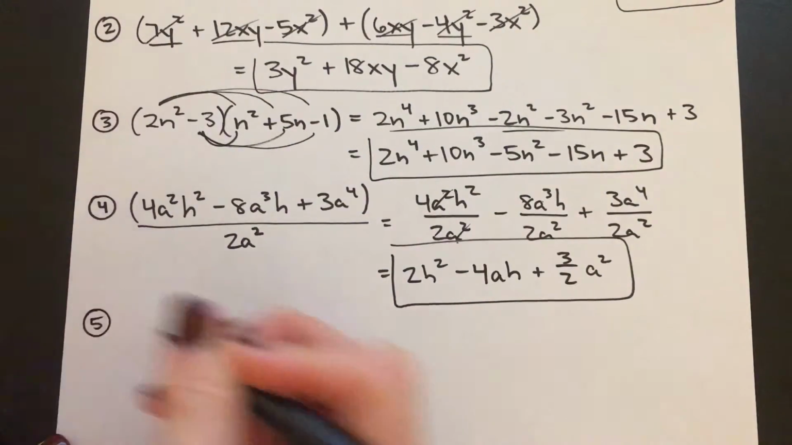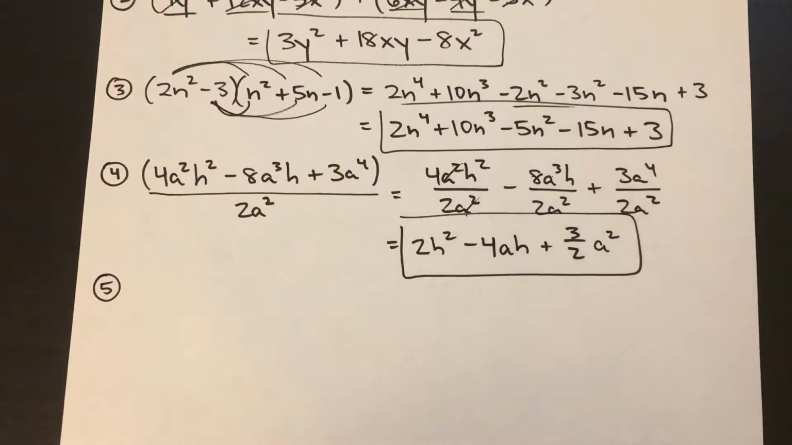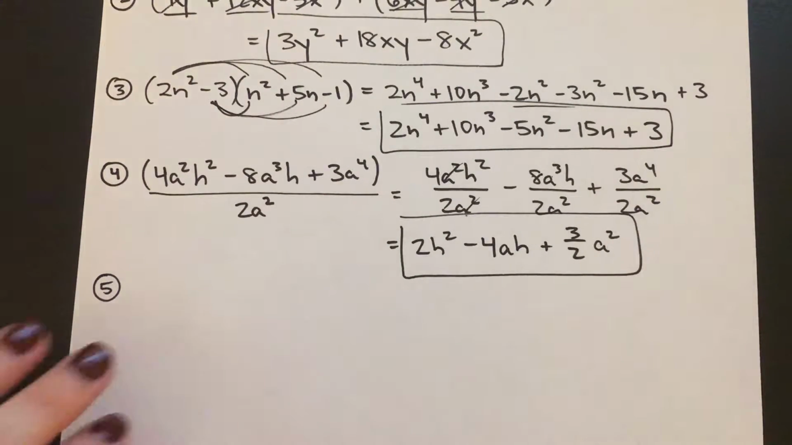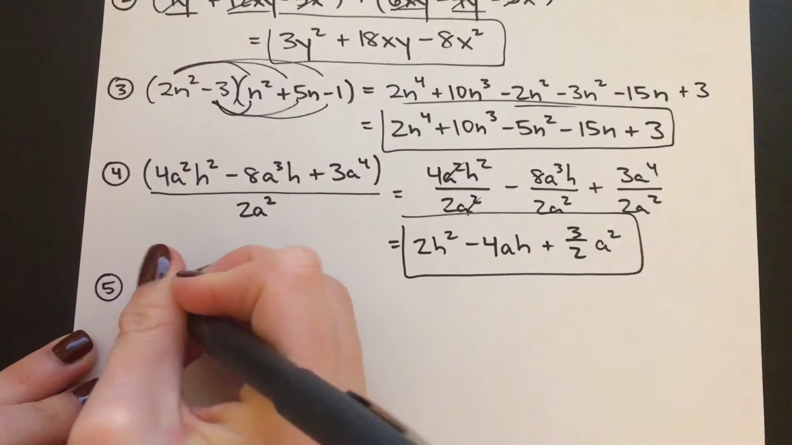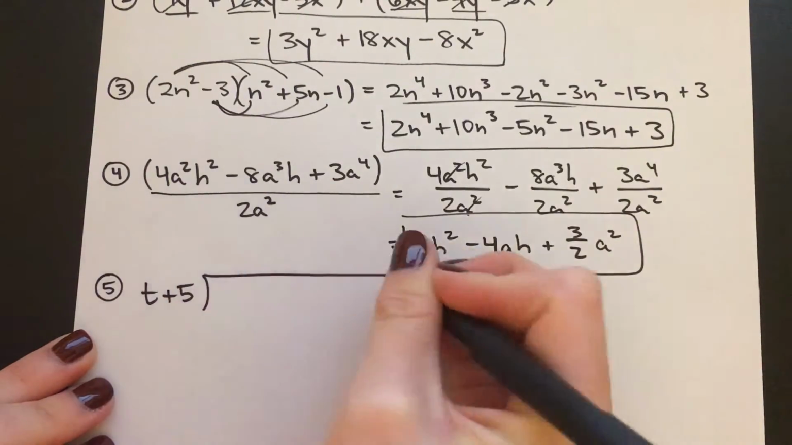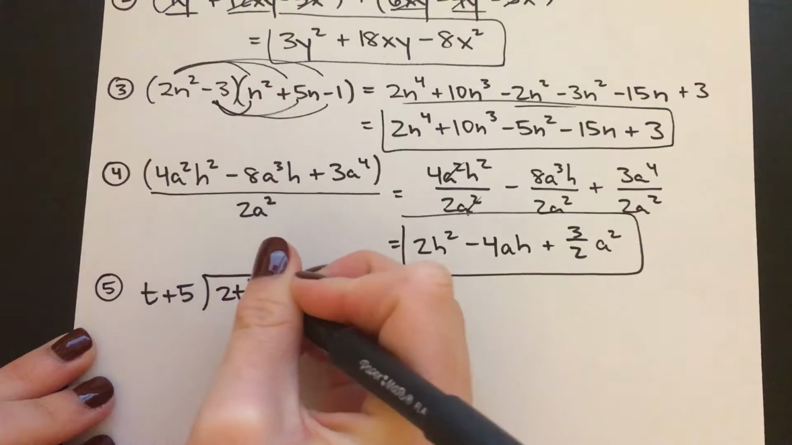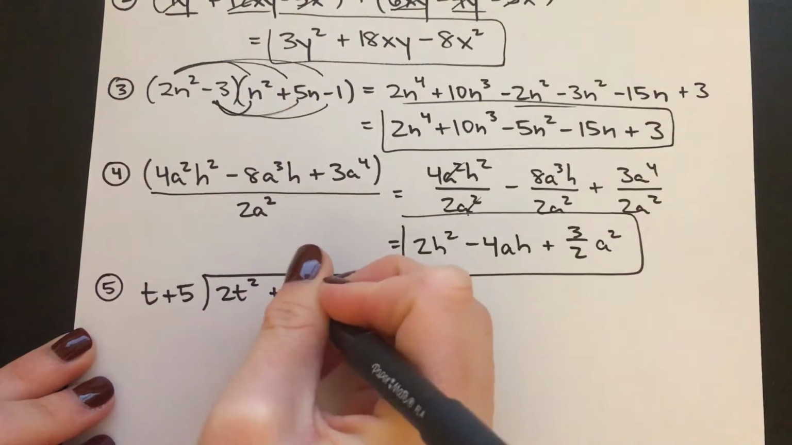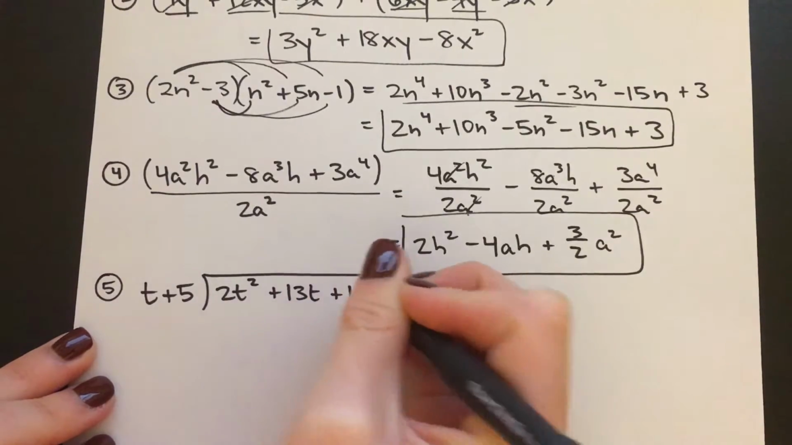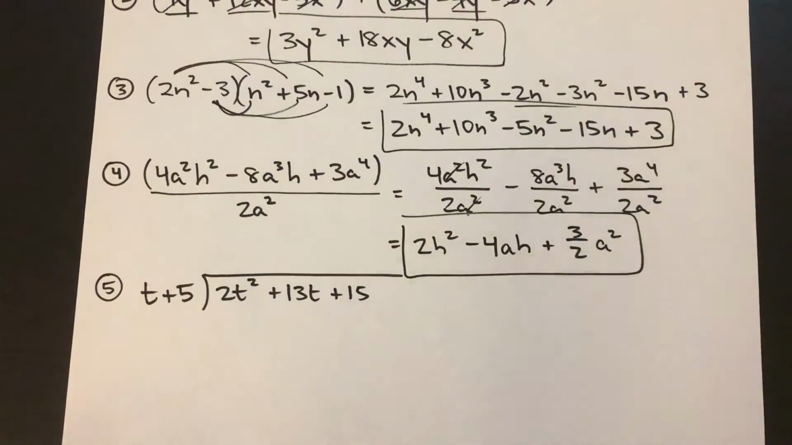5 and 6, we had our 2 different methods of polynomial divided by polynomial. So number 5 was, we had 2t squared. So we're doing this by long division. So I'm going to write it out as long division. So you have t plus 5, that's our divisor. And then we're dividing into 2t squared plus 13t plus 15. Okay, so you set up long division like that.